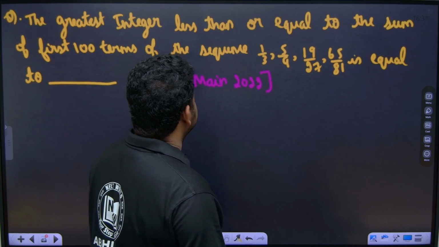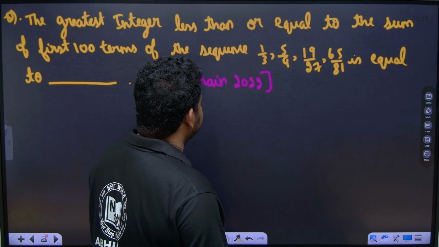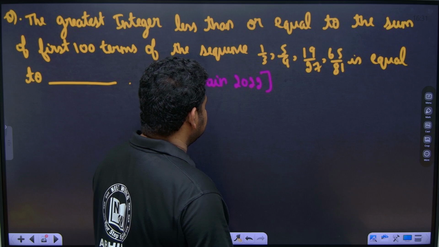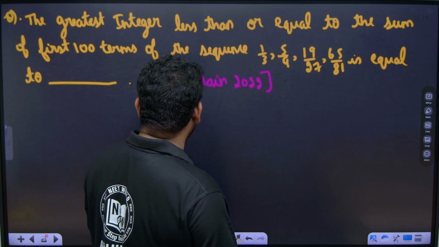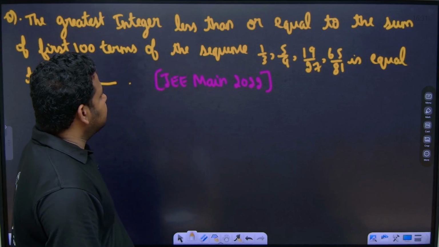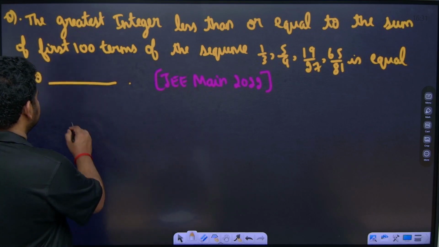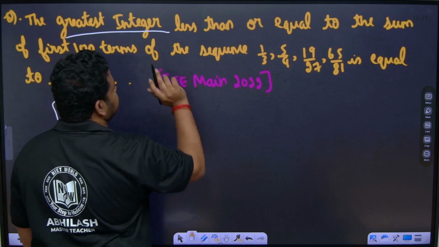Next question: the greatest integer less than or equal to the sum of the first 100 terms of the series 1 by 3, 5 by 9, 19 by 27, 65 by 81 is equal to. The greatest integer means they are asking for the GIF of S100, the greatest integer less than or equal to the sum of the first 100 terms.